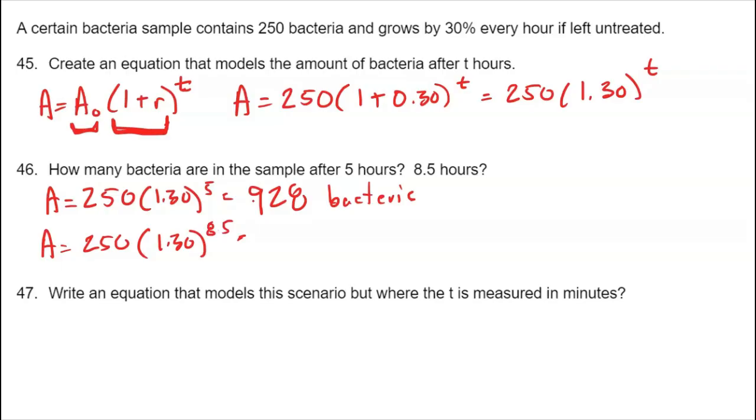Then we want to do the exact same thing, but this time we're going to plug in 8.5. So 250 times 1.30 raised to the 8.5 equals, and again, grab your calculator, 2,325.19. So again, we're going to round that to the nearest whole number, 2,325 bacteria after roughly 8.5 hours. Pretty simple.